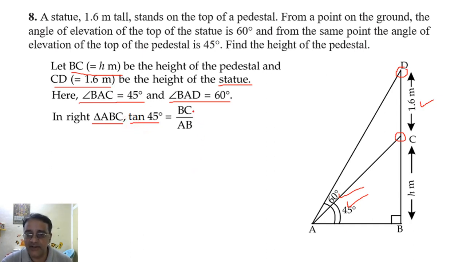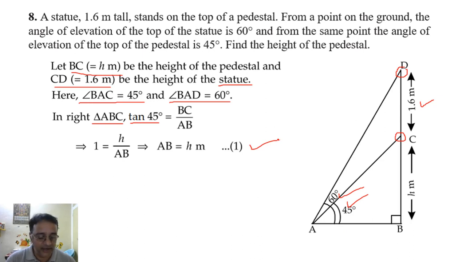1 is equal to H upon AB. So we'll get AB is equal to H meter. Let it be equation number 1. Now we are going to take the second triangle.